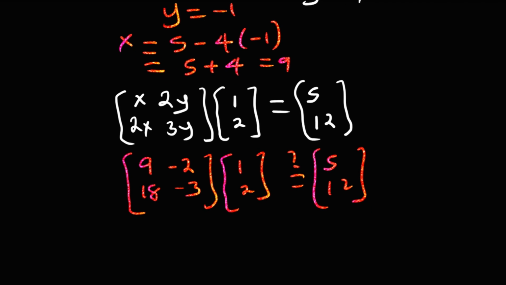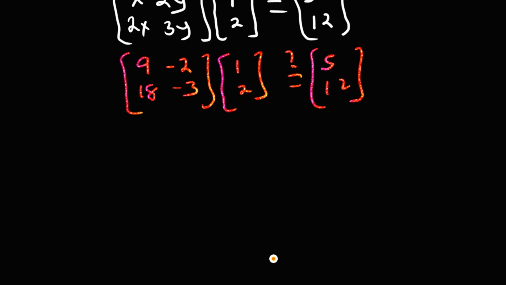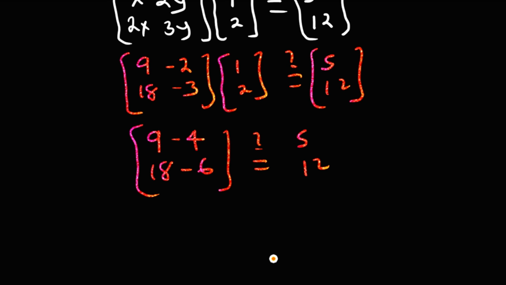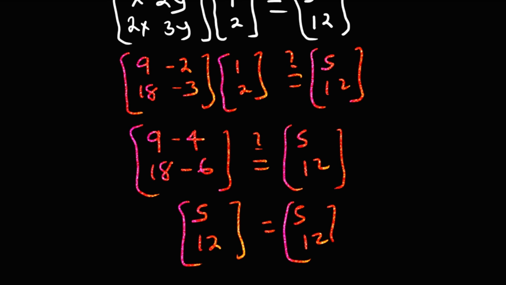So let us multiply what we have on the left-hand side of this equation. So 9 times 1 is 9, plus negative 2 times 2, that is minus 4. Then 18 times 1 is 18, plus negative 3 times 2, that is negative 6. So let us see if this will be equal to 5, 12. So 9 minus 4 is 5, and 18 minus 6 is 12. So as you can see, the equation is true. So it means our values for x and y are true.